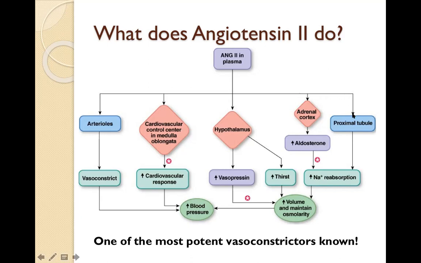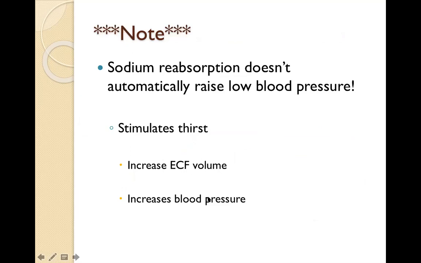Angiotensin 2 will have a direct effect on the proximal tubule cells as well, which will have a direct effect on sodium reabsorption as well. So a lot of effects, but every single effect is either to increase blood volume or maintain osmolarity, or increase blood pressure, because the main stimulus that caused angiotensin 2 release was that decreased blood pressure. So it was all about bringing blood pressure back to normal.